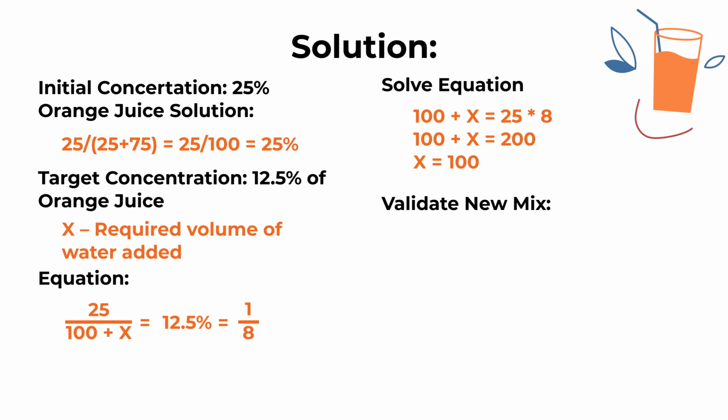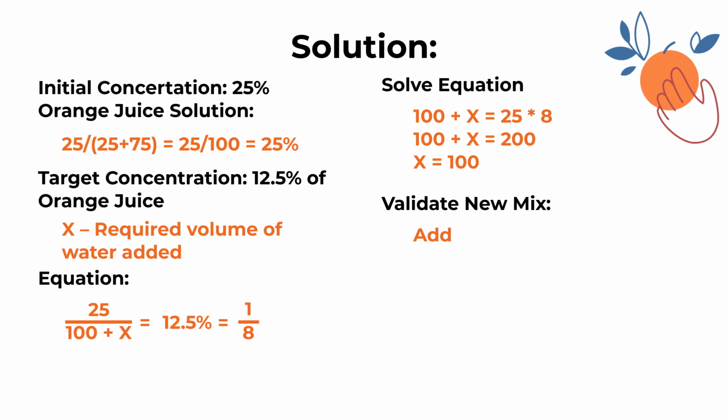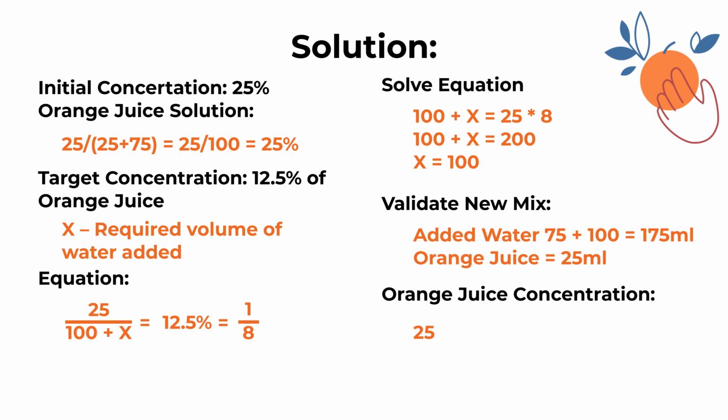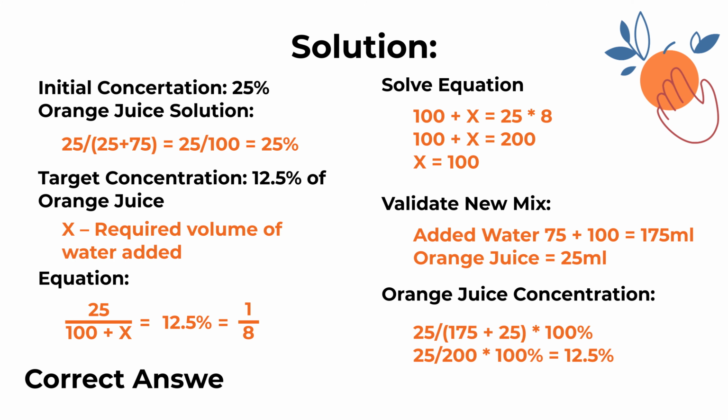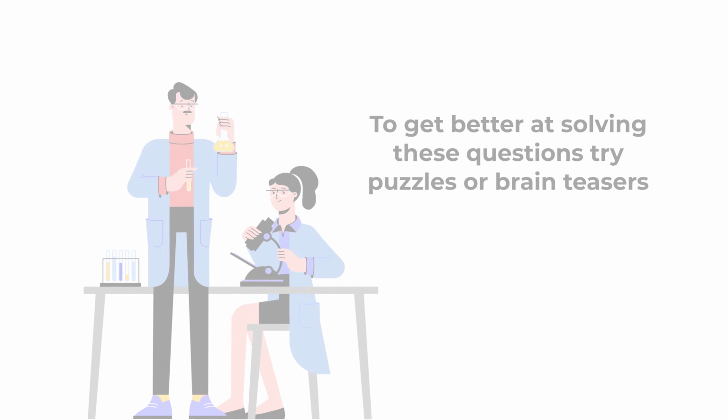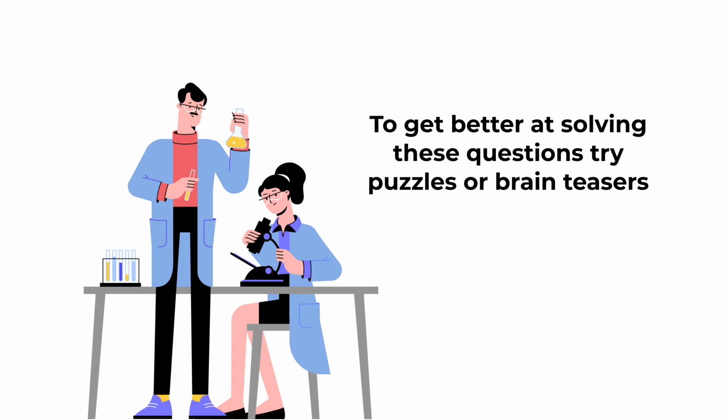Just for fun, let's go ahead and validate the new mix. We will be adding 100 milliliters of water to the existing 75 milliliters, which would make the total volume of water 175. Orange juice volume will remain the same at 25 milliliters. So the new concentration would be calculated as 25 divided by 175 plus 25, multiplied by 100%. 25 divided by 200 multiplied by 100% equals 12.5. So the correct choice here is choice B, 100 milliliters. Hopefully you've nailed this question and now know how to answer similar problems on the test.